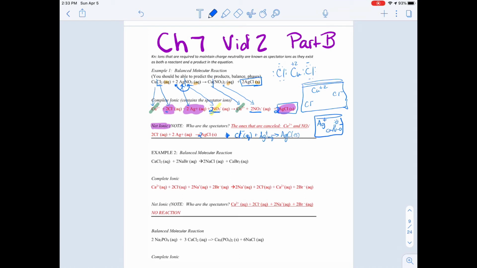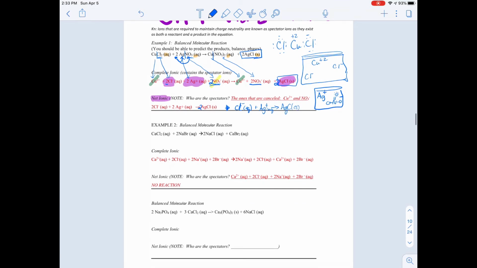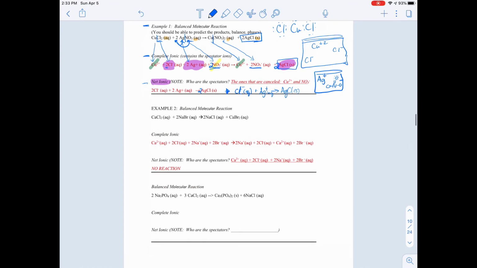You split them apart based on their aqs or not, and then you cancel out everything. So this is called the complete ionic, this is called the balanced molecular, and this is called the net ionic, like, you know, your net finances. Once you take everything out, it's what you got left. Now I'm going to do the second example, and then we'll have a ton for you to practice.